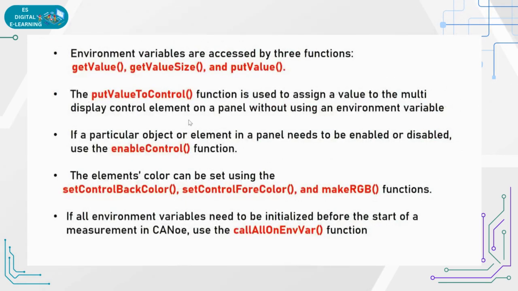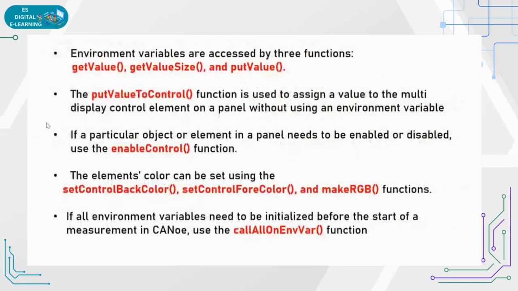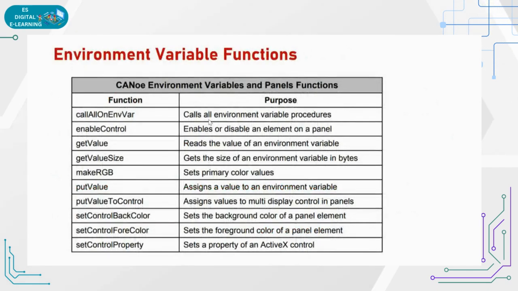Okay, so to control these panels at a higher level, we need to know some functions. What are those functions? Get value, size, put value. Get is reading, put is writing. Then put value to control, enable control, and set control. These are the functions. I will share them with you later. These are the functions you need to access. These are the environment variable functions, and it is the same, like put value, get value.